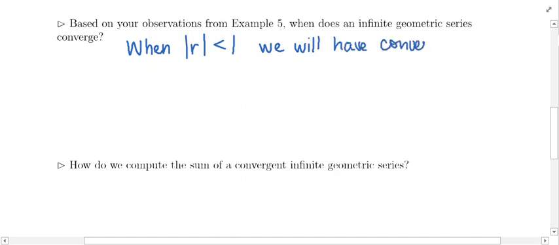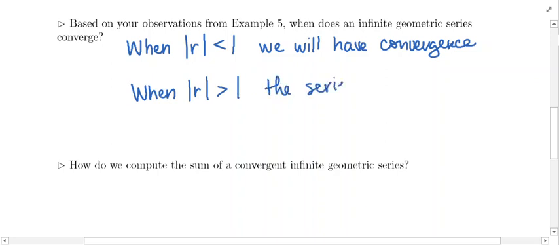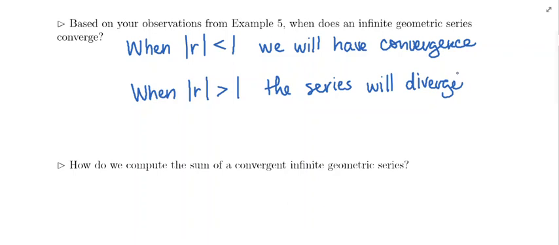However, if the absolute value of the common ratio is bigger than 1, the series will diverge. We can't add it up. If the absolute value of R is bigger than 1, that's going to cause your terms to get bigger and bigger and bigger. So your series will not add up.